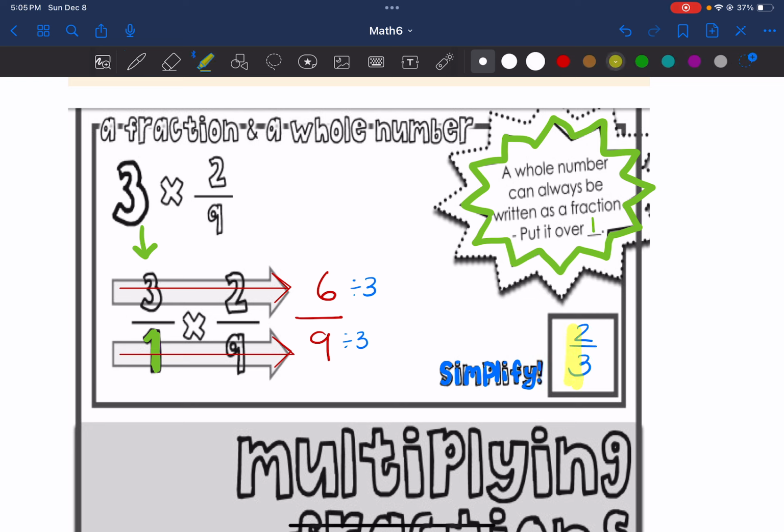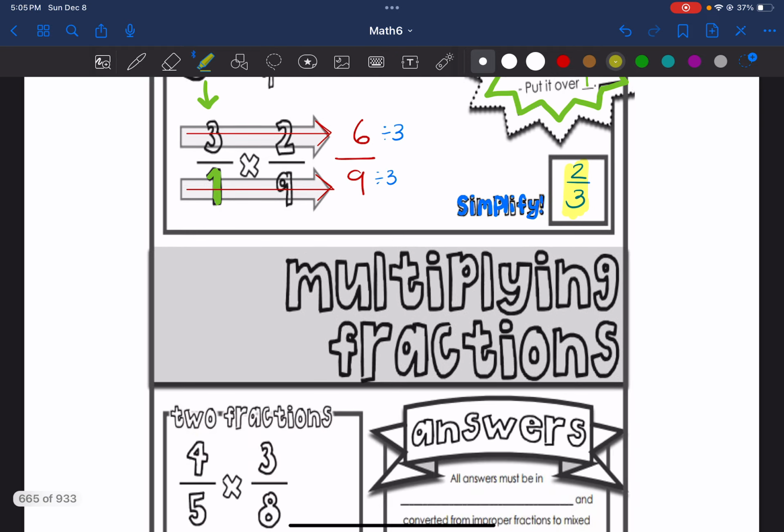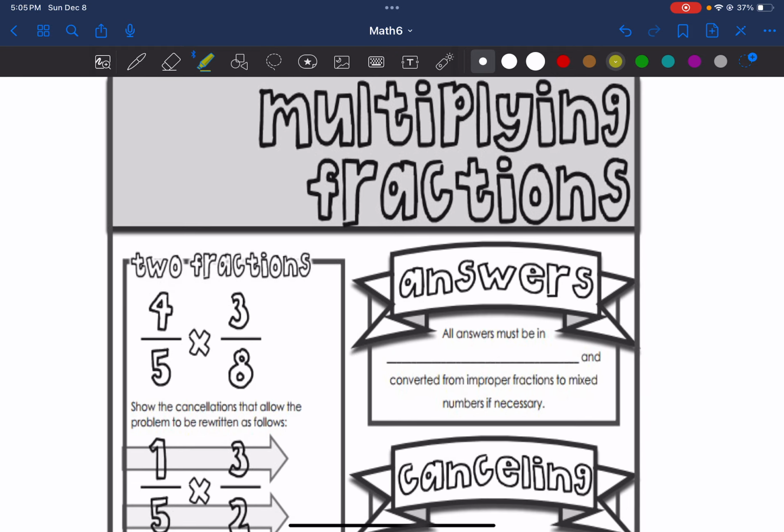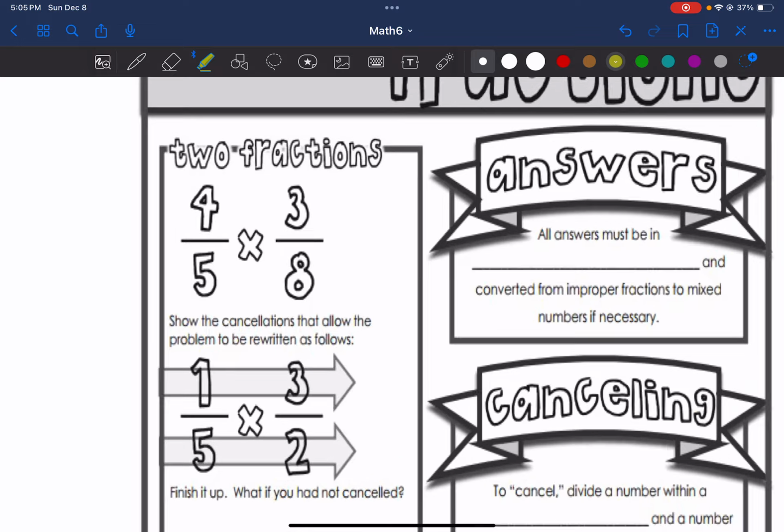So we're going to practice this concept over and over and over again. If you feel like you need to pause the video, you can pause the video whenever you feel like it so that you don't fall behind. Let's try one where we're multiplying fractions, and it's 2 fractions now.